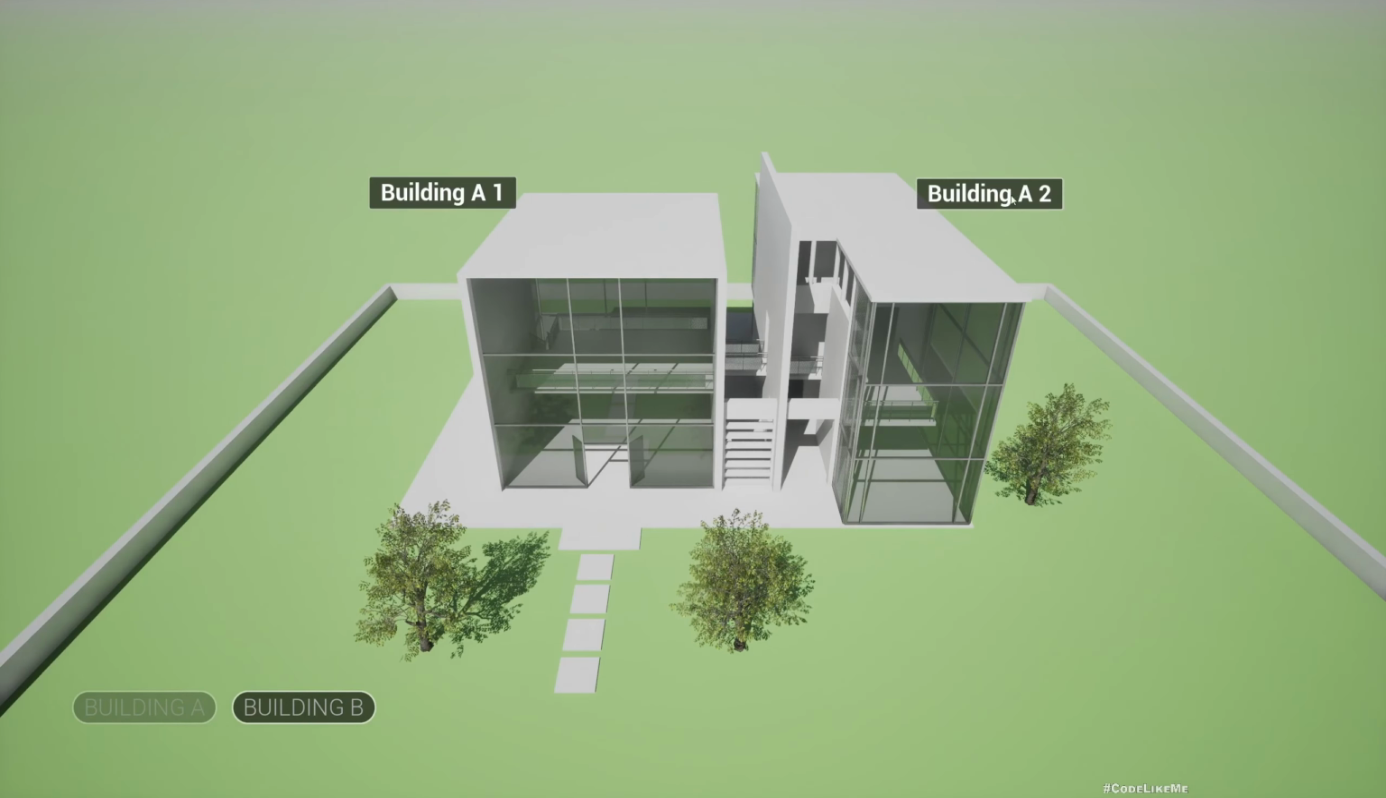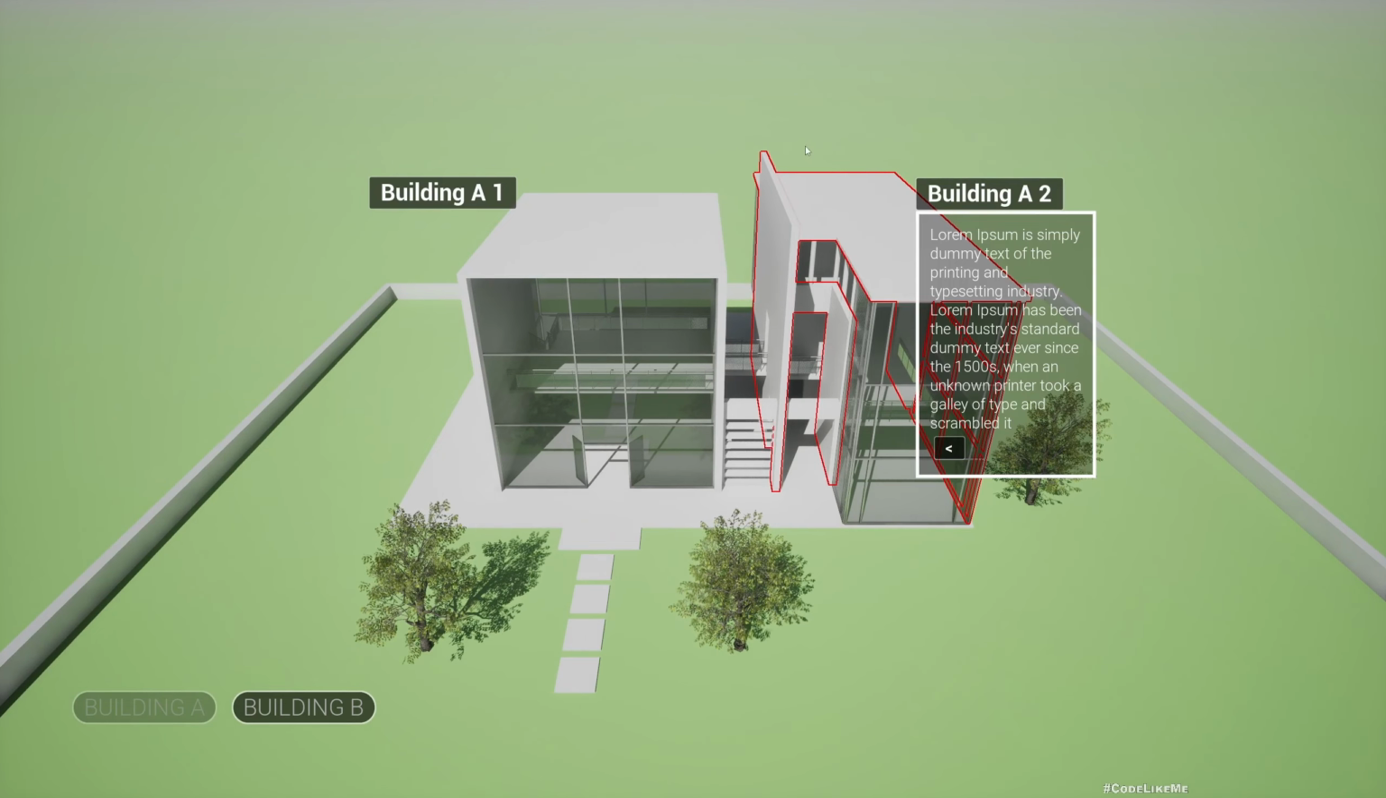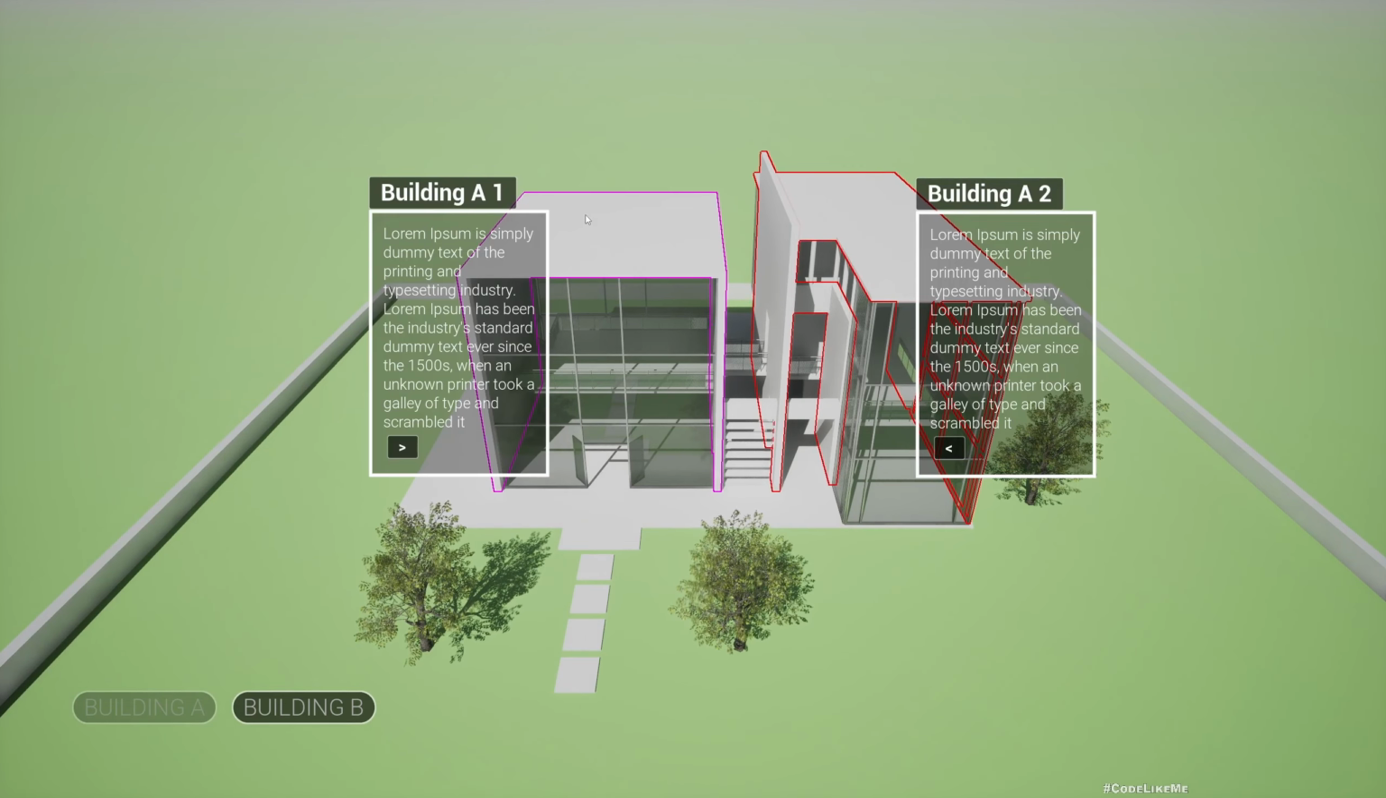And also you may have noticed we have different colored outlines for different sections of the buildings, so that is also possible with the system that we are going to build.